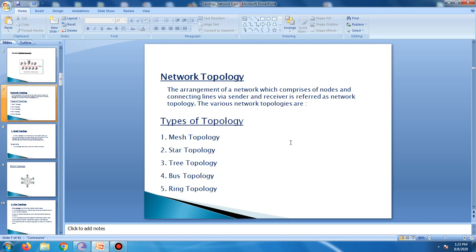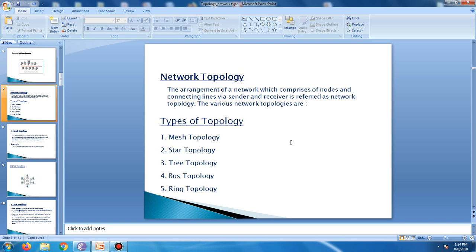Topology refers to the way a network is laid out either physically or logically. Two or more devices connect to a link. Two or more links form a topology. The topology of a network is the geometric representation of the relationship of all the links and linking devices, usually called nodes, to each other.